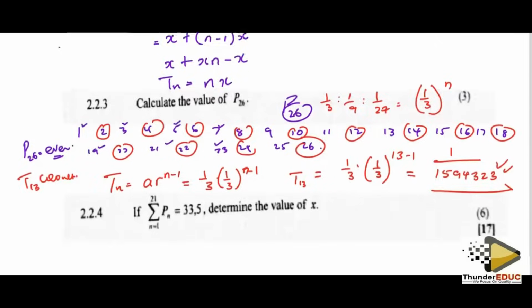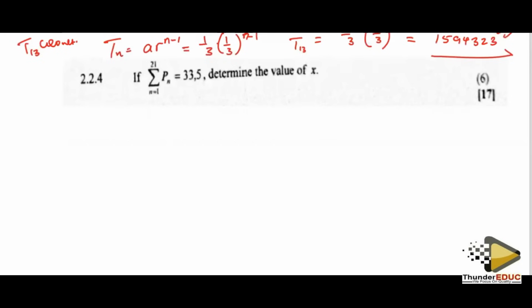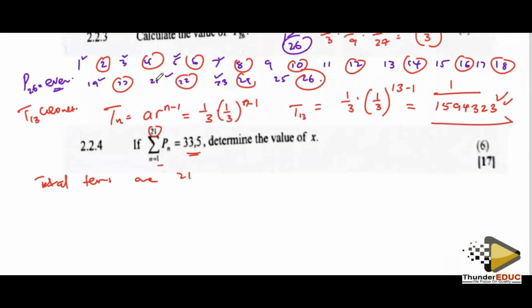Alright, then 2.2.4. They are telling us that we have the sigma. And remember what we said, sigma represents summation from n equals 1 to 21 of the same progression that is having both, which will be equal to 33.5, from the first one to the 21st. Now, if the total number of terms are 21, I'll just slightly go back. Okay. So if we have 21 terms, this is where we're ending. These ones are out.